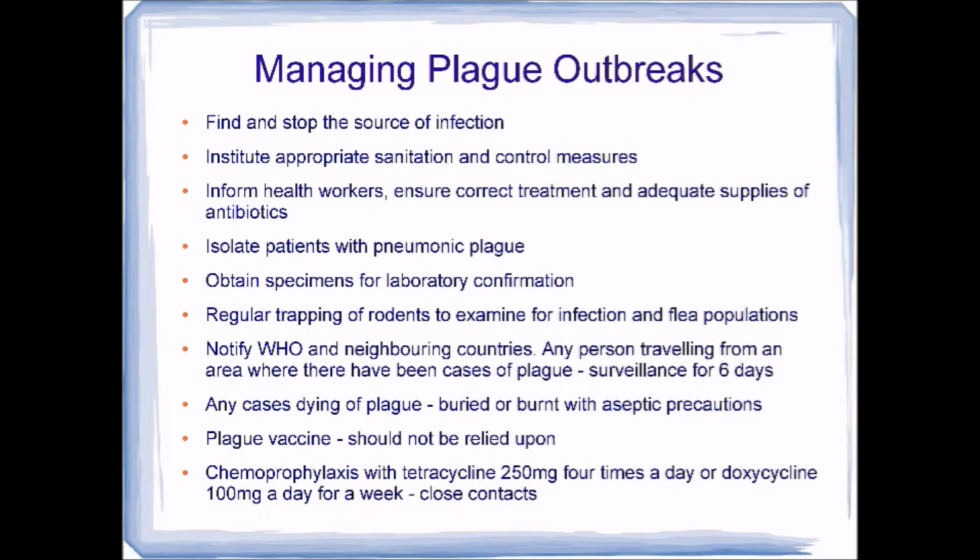Any person traveling from an area where there have been cases of plague should be placed under surveillance for 6 days. Any cases dying of plague should be buried or burnt with aseptic precautions as well. There is a vaccine available for plague. The vaccine will protect persons at risk for several months, but should not be relied upon. Chemoprophylaxis with tetracycline 250 mg 4 times a day or doxycycline 100 mg a day for a week should be given to close contacts of cases and medical workers at risk.